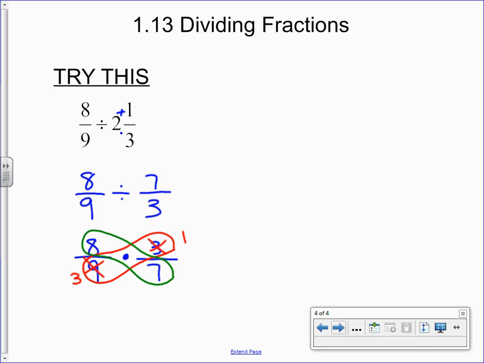So we now have 8 over 3 times 1 over 7. And when we multiply straight across, on the top we have 8 times 1 is 8. On the bottom, the denominator, we have 3 times 7, which is 21. So hopefully, when you work this out, you got 8/21. If you have questions on dividing fractions, we can talk about those in class.